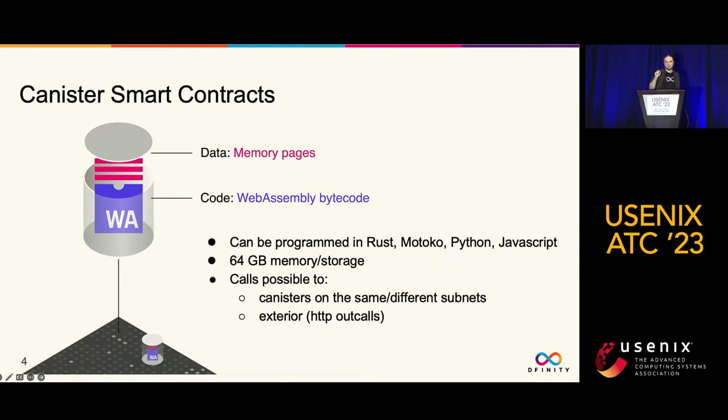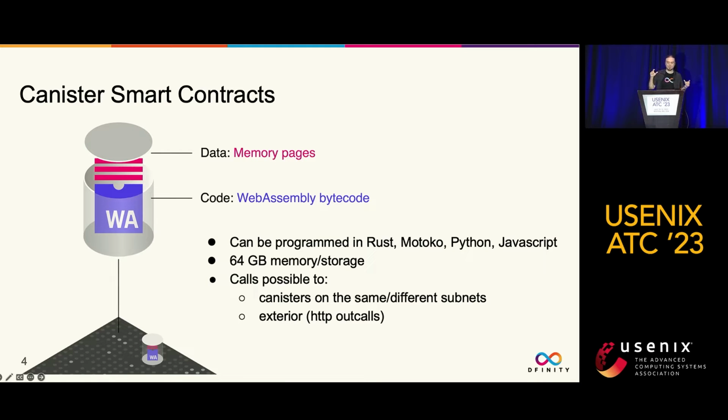These canister smart contracts are what Mark mentioned a bit earlier: WebAssembly programs that can touch a lot of memory. To give you a short introduction into how these run, programmers can write programs in Rust, Python, JavaScript, and even a language designed specifically for the Internet Computer, called Motoko. These get compiled down to WebAssembly bytecode, which runs on the Internet Computer.